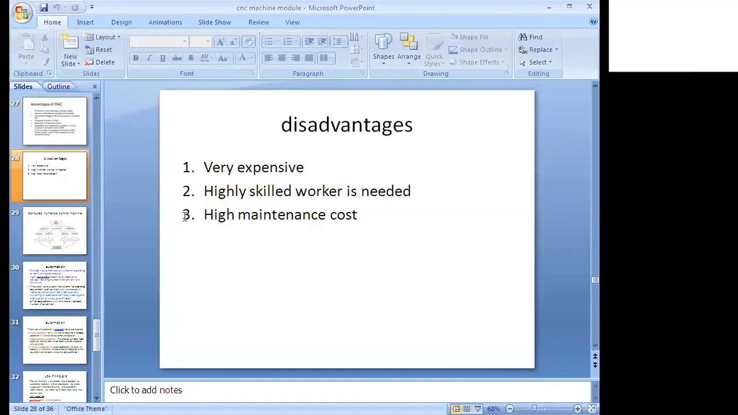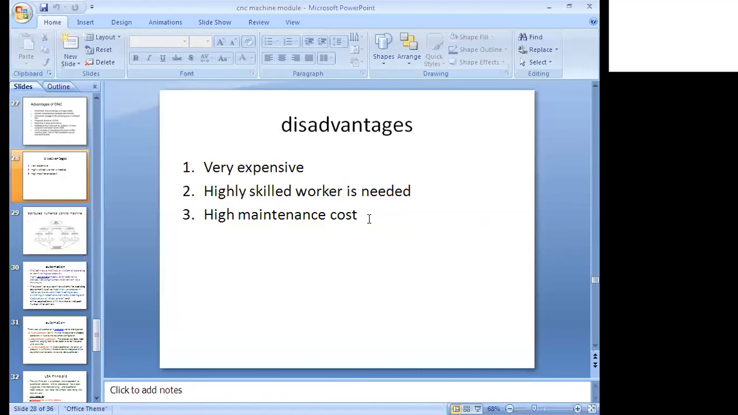The third point is high maintenance cost. Maintenance will be more here, because we use a number of electronics, motors and other components in the machines. If you do not run the machine properly, damage can sometimes happen. Because of that, I can mention that high maintenance cost is also one of the limitations.